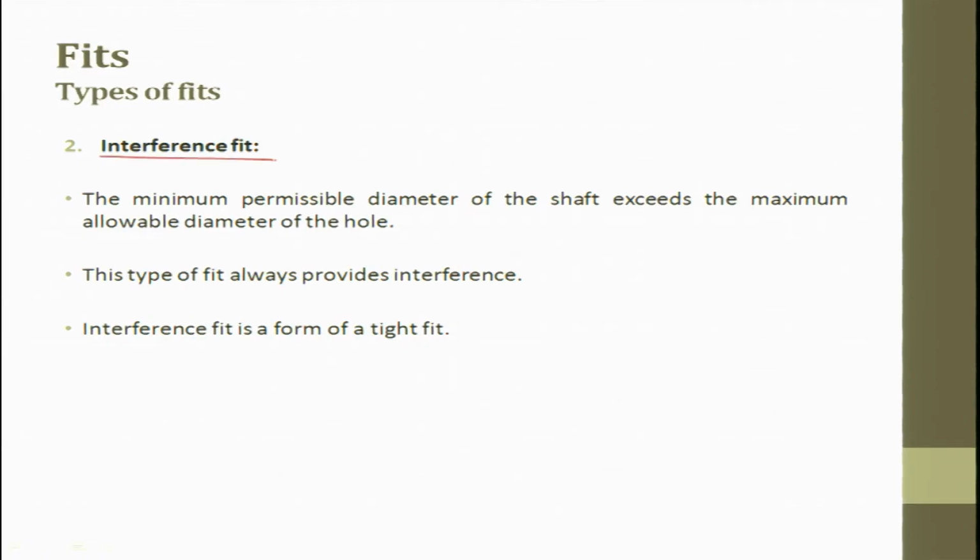So, when we talk about interference, the minimum permissible diameter of the shaft exceeds the maximum allowable diameter of the hole. The shaft is larger, the hole is smaller. This type of fit always provides interference. This is otherwise called tight fit. If you want a permanent assembly, for example, a shaft pressed inside a hole, or a bearing pressed inside the housing or a cover, where you push a bearing and it will not be further dismantled, it will be tightly pressed and kept. It is interference fit.